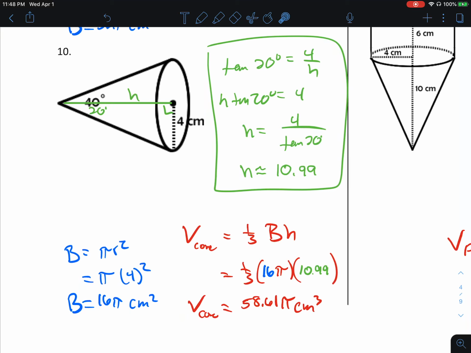To find the height, we're going to have to use trig. Specifically, we're going to use tangent. Tangent of 20 degrees is the opposite leg, 4, over the adjacent leg of h. So we have our equation here. Multiply both sides by h. Divide by tangent of 20. Put this in your calculator. The directions don't say how to round, so use your best judgment.